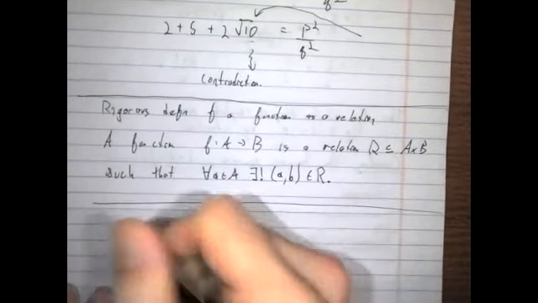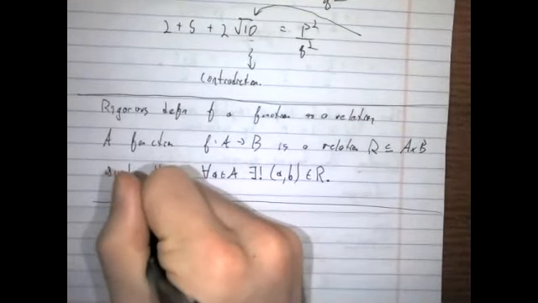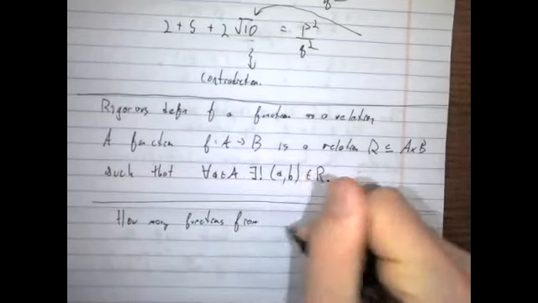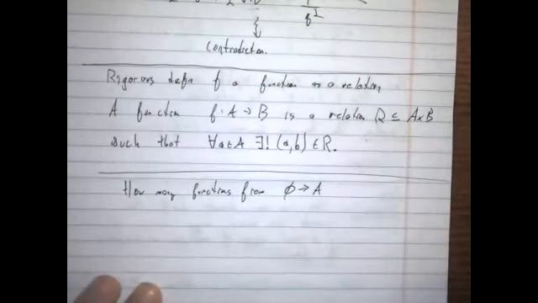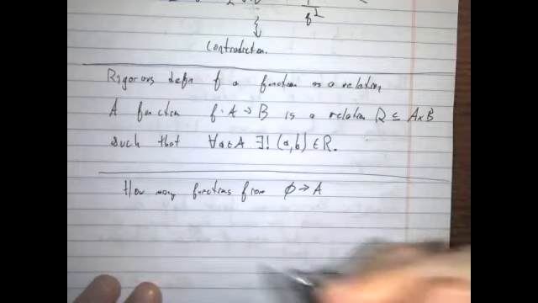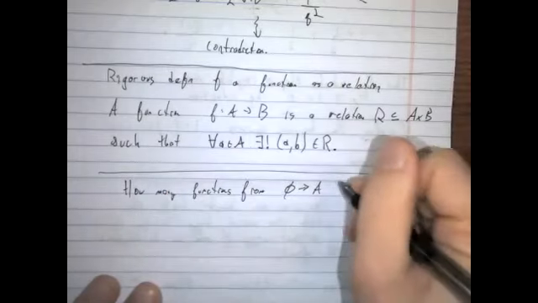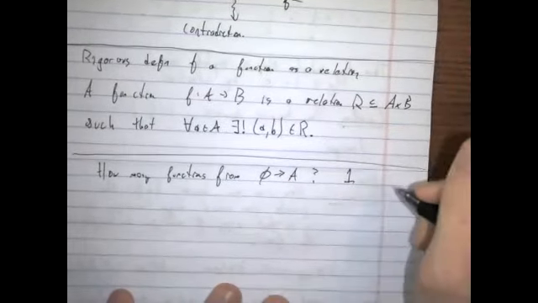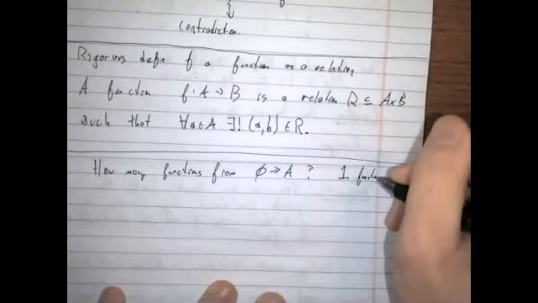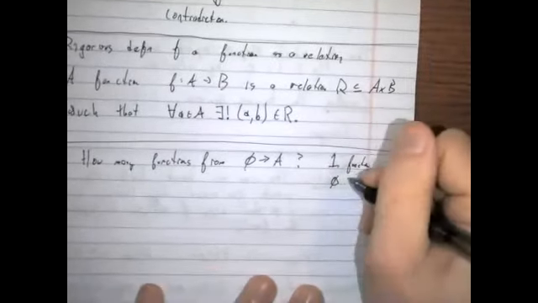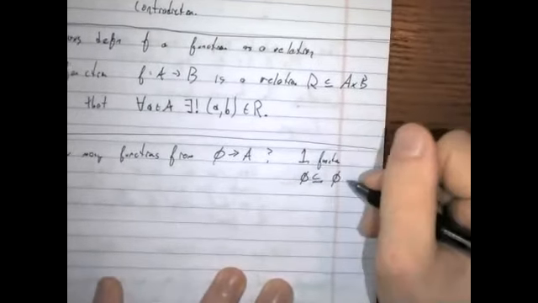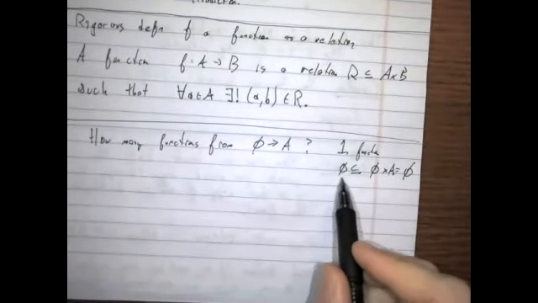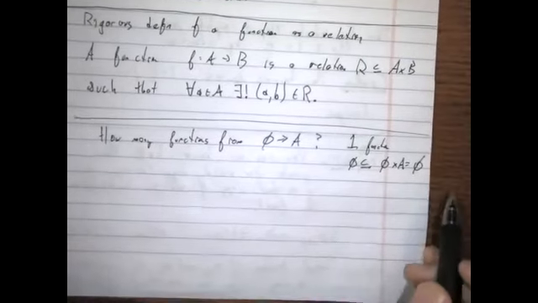So the next part of the problem was how many functions there are from the empty set to A. The answer is 1. There's one function from the empty set to A. It's called the empty function. It's the empty set, which is a subset of the empty set cross A, which is equal to the empty set. There is one subset of the empty set, namely the empty set.